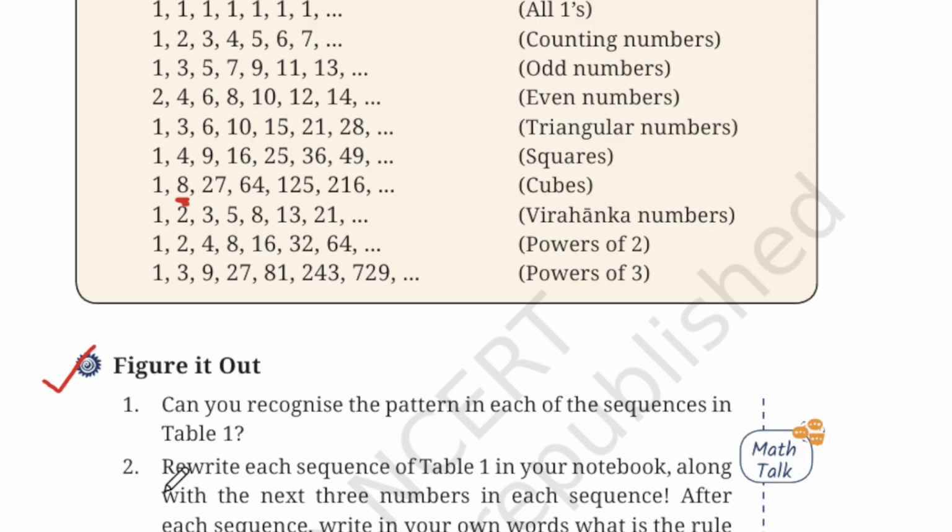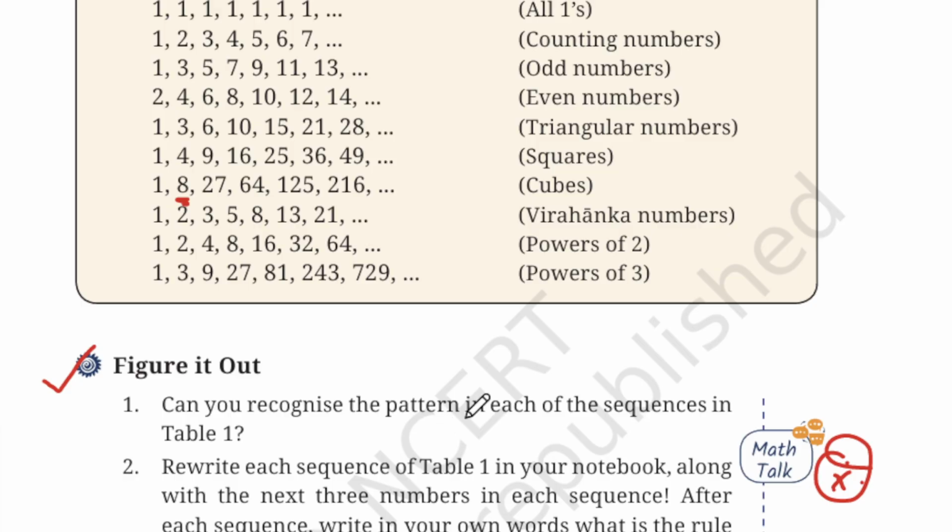Next, rewrite each sequence of the table in your notebook along with the next 3 numbers in each sequence. After each sequence, write in your own words the rule for forming the numbers in the sequence. Very important, I'm going to tell you in detail. This is going to be your exam question.